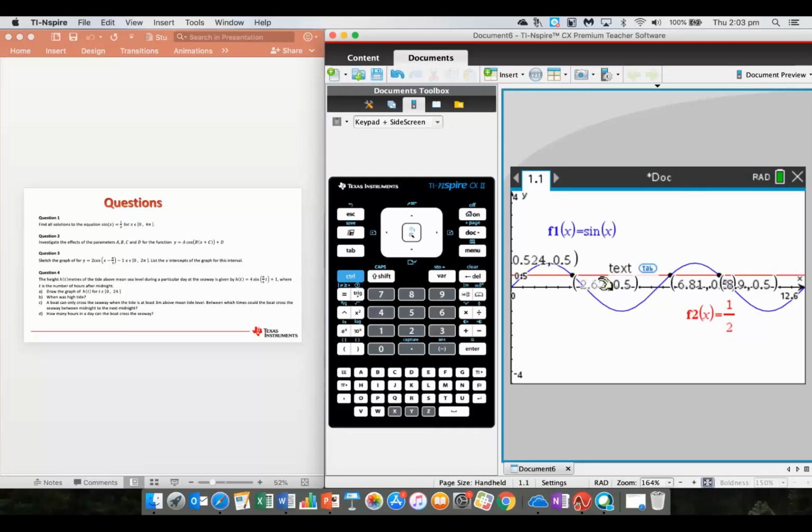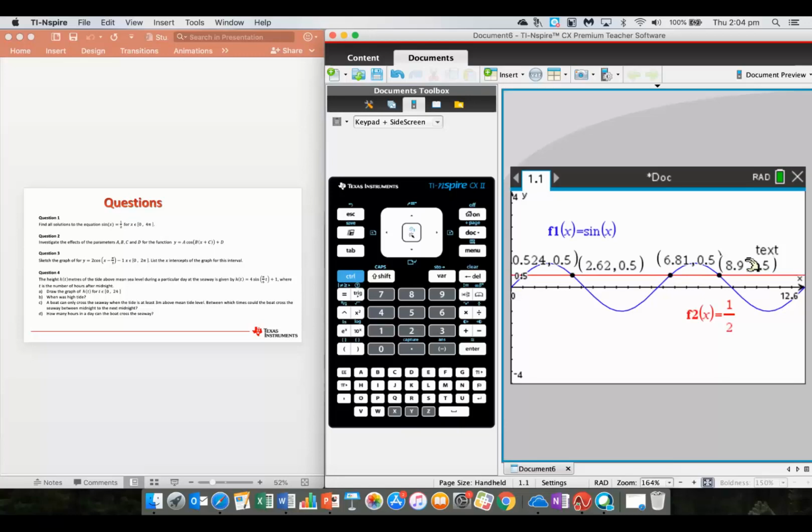And here are my points of intersection between these two graphs. The points of intersection are the solutions for x. The x value gives me the solution for x. Now all of those values are being given to us in decimal form. The nice thing about the graph view is it shows you how many solutions you can see.